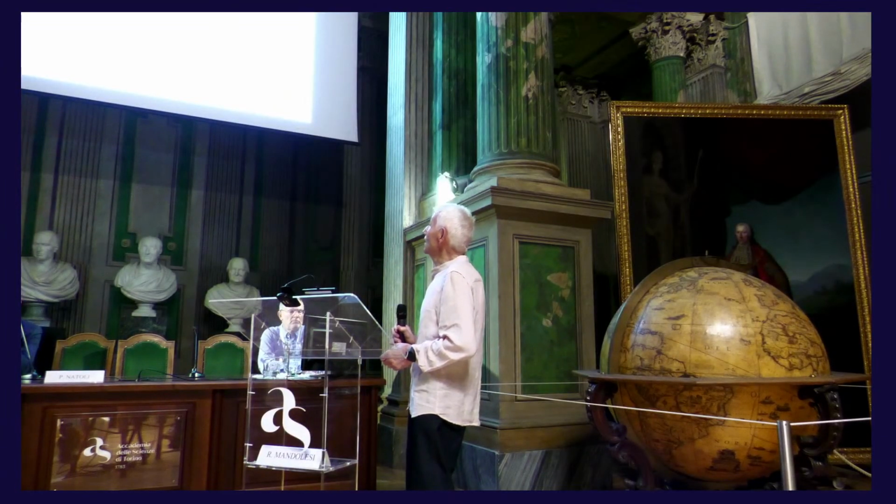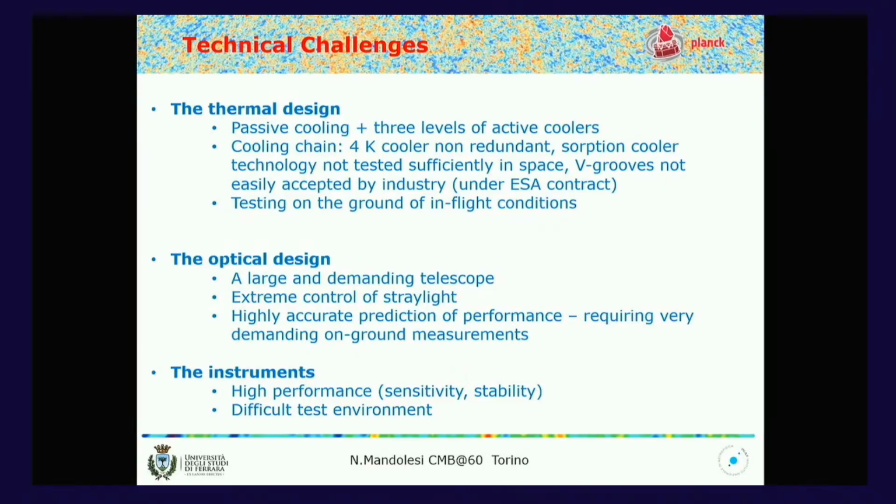Technical challenges: thermal design. I know that Jan will talk about this. The passive cooling had three levels, a cooling chain, with a 4K cooler that was non-redundant. The sorption cooler technology was not tested sufficiently in space, and V-grooves were not easily accepted by the industry.